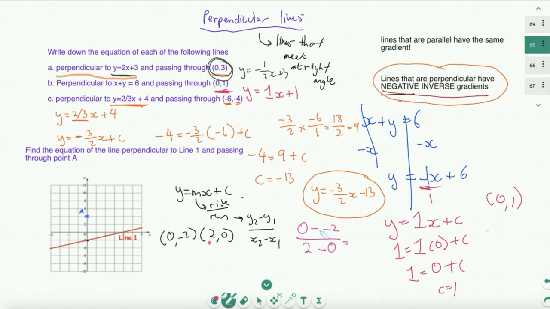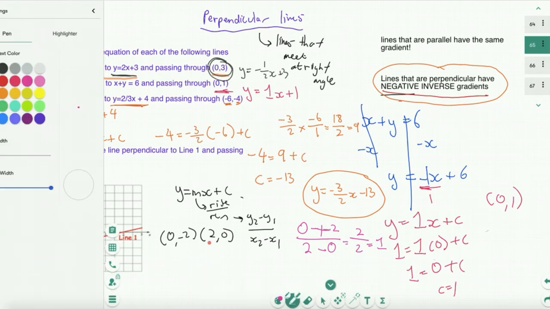0 minus minus 2, a minus and minus turns into a plus, so 2 over 2. The gradient is 1. So we know this line has an equation of y equals 1x, and the c value is the y-intercept. The y-intercept is it's crossing at -2. So our line has to be perpendicular to this.